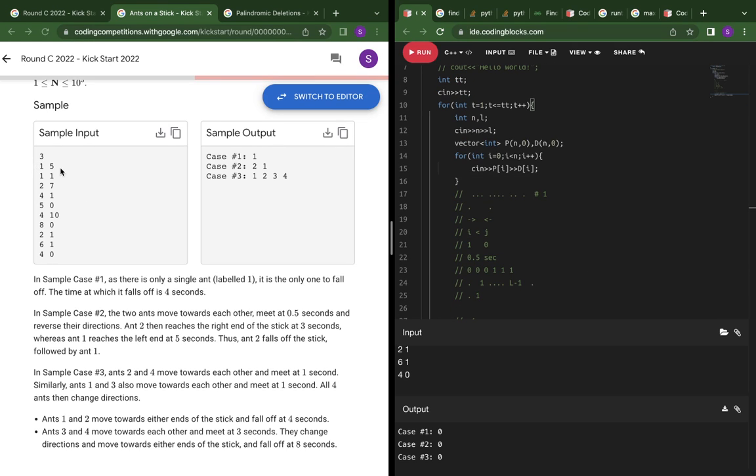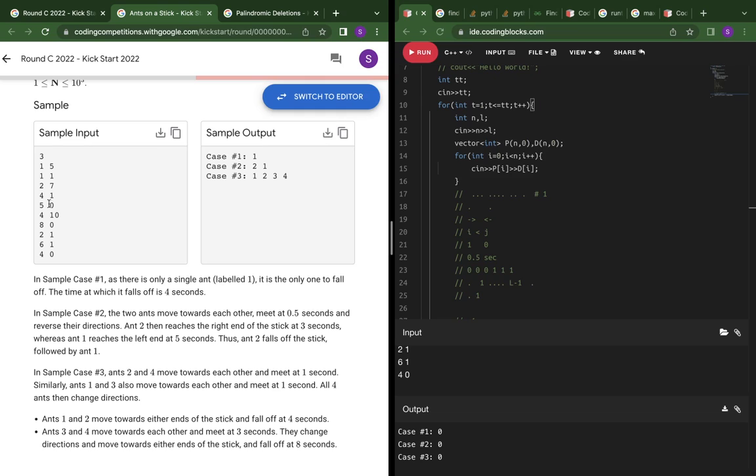So n is 1, L is 5. If there is only 1 ant, then we can safely say that it will fall. And the next scenario, this is the position. And now the n and L. So there are 2 ants and the length of the stick is 7. First ant is placed at 4 and going in the right direction. Second ant is at position 5 and going in the left direction.